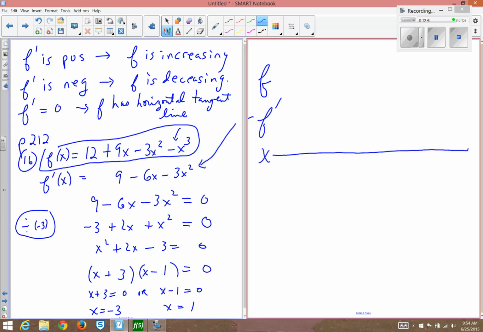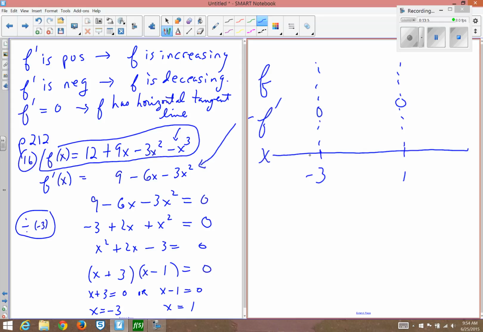We're going to mark -3 and indicate that when x is -3, f prime is 0. So we set f prime equal to 0 and found this x. So -3 is the x that makes f prime 0. And 1 also. When x is 1, f prime is 0.